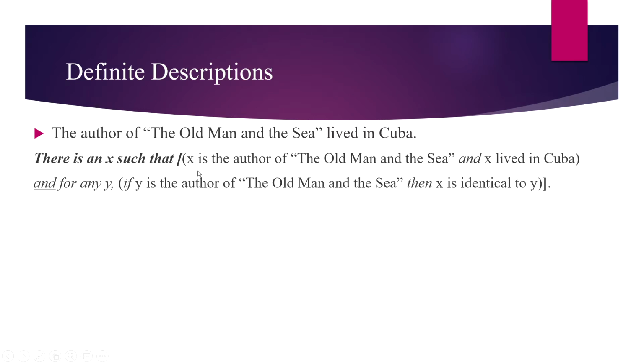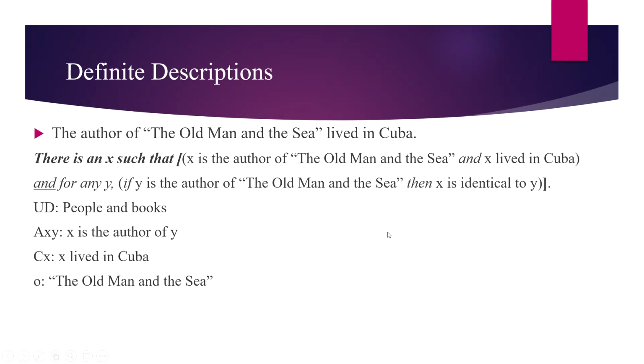Here we have all of our parentheses and brackets added in. These are in the same exact places as the last example. Here we have our universe of discourse, people and books, our two-place predicate, X is the author of Y, CX, X lived in Cuba, and then O for the book, The Old Man and the Sea. And here's our completed symbolization.